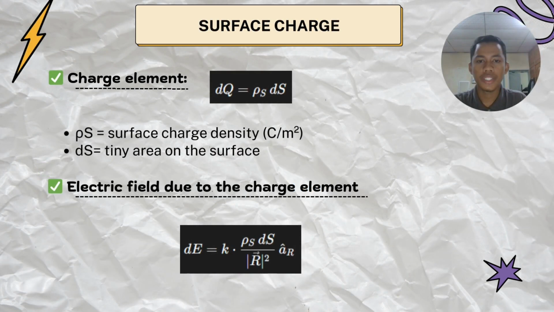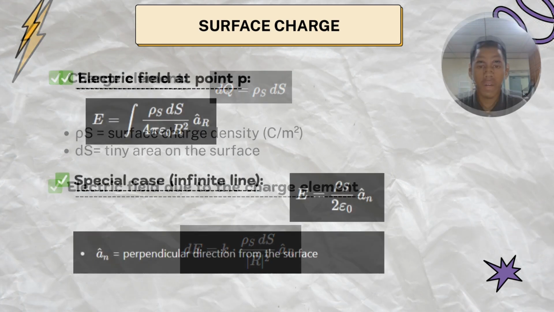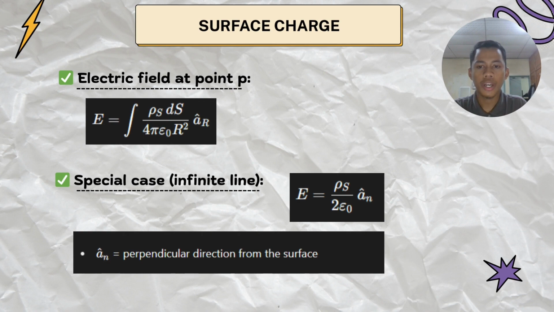Next, we will discuss the surface charge equation. For the charge element, the key points are rho S and dS. There is no key point for the electric field due to the charge element. For the electric field at point P, there is also no key point, and for the special case, the infinite sheet, the key point is a hat n, which refers to the perpendicular direction from the surface.